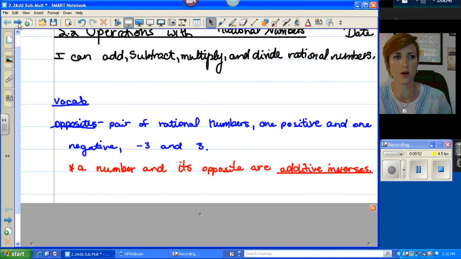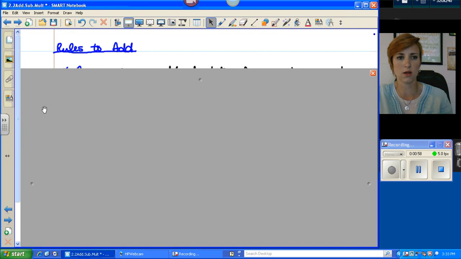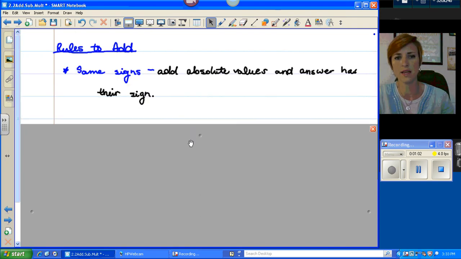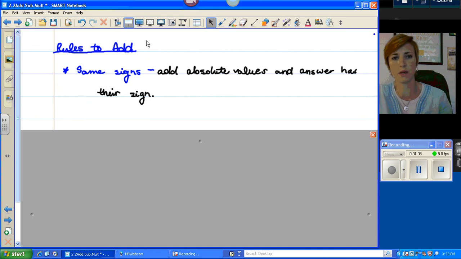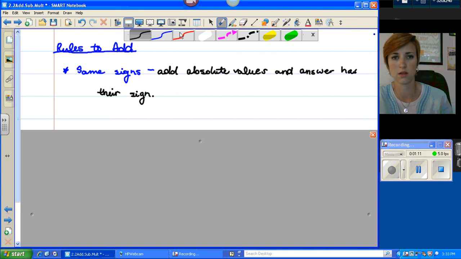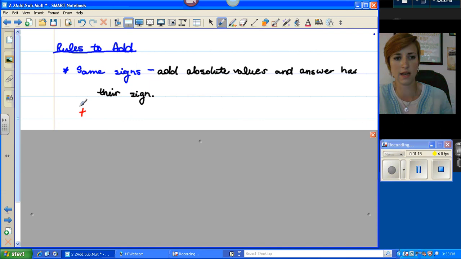Now we're off to our rules. It says operations, so that means we're going to be adding, subtracting, multiplying, and dividing. So rules to add. When we're adding rational numbers, same signs mean we're going to have to add their absolute values, and the answer has their sign.